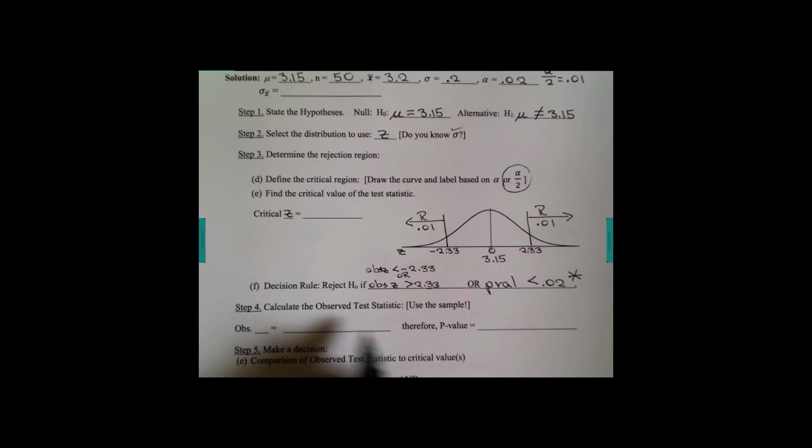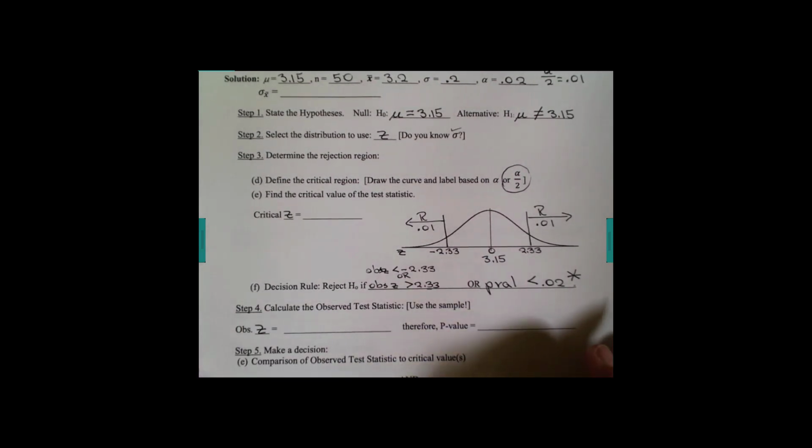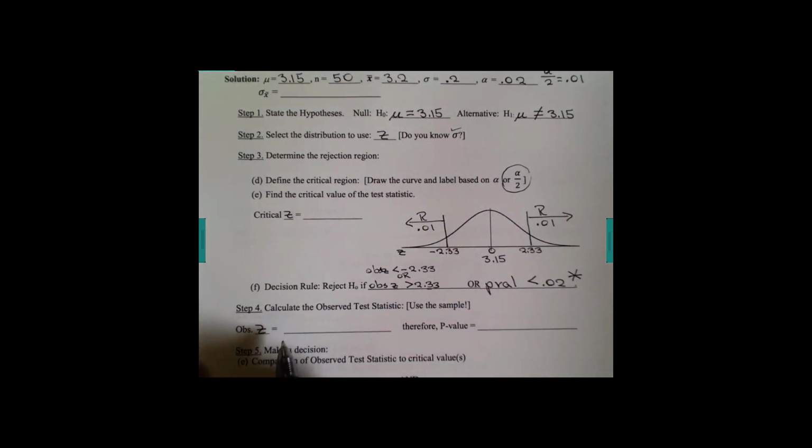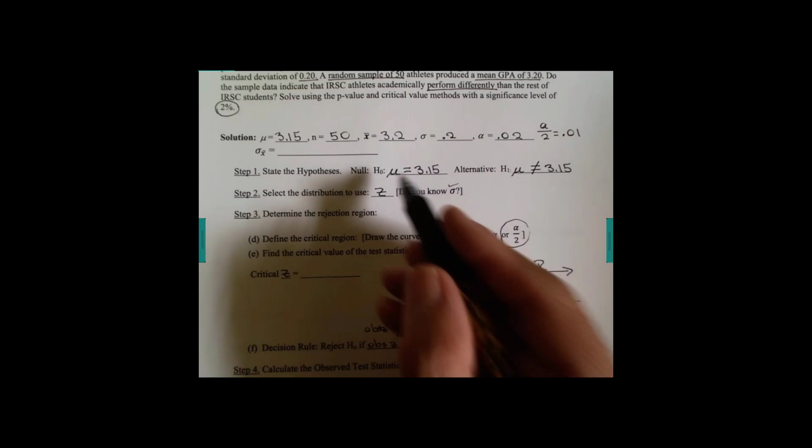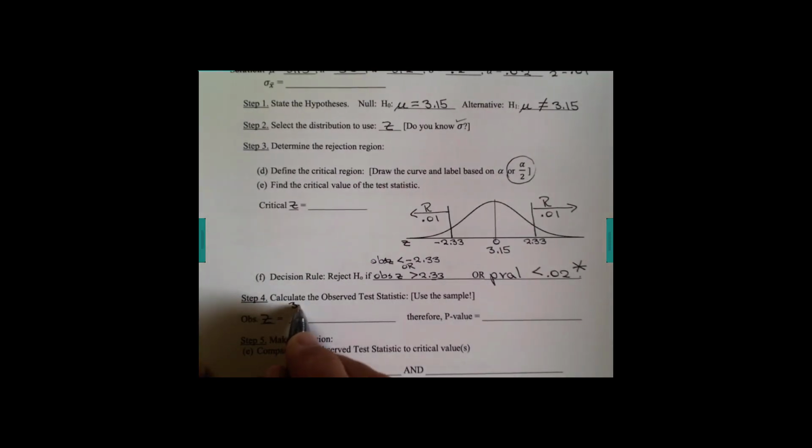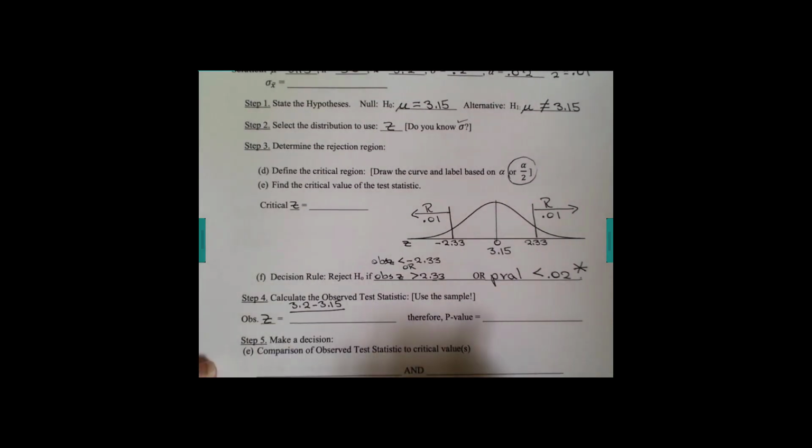All right, so let's find the test statistic. Let's find the observed value for z. Where did it fall? Did it fall into one of our rejection regions? Well, we took our sample, and we came up with a sample mean of 3.2. And we're going to subtract the population mean, what we're comparing it against, 3.15, and we're going to divide by, oops, we forgot to calculate that standard deviation.